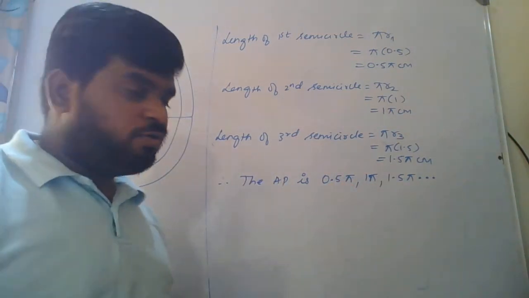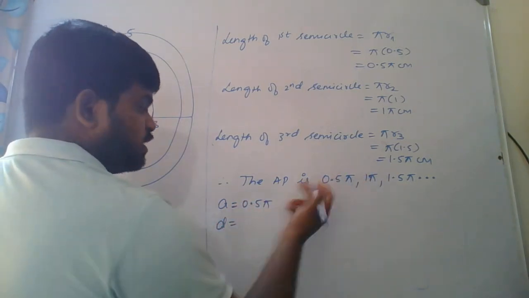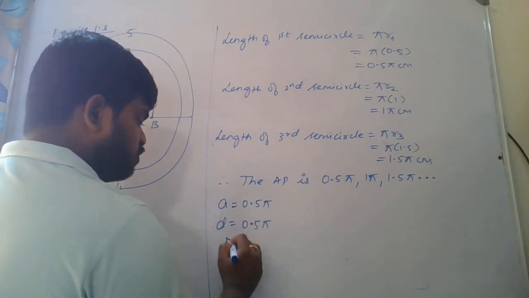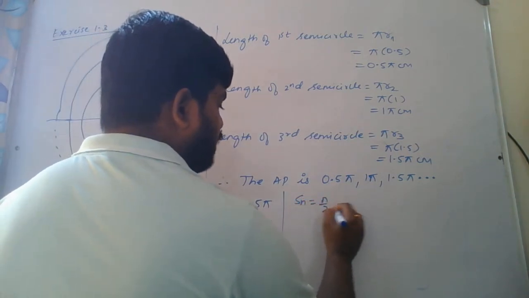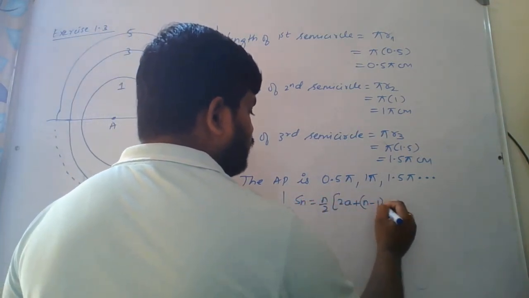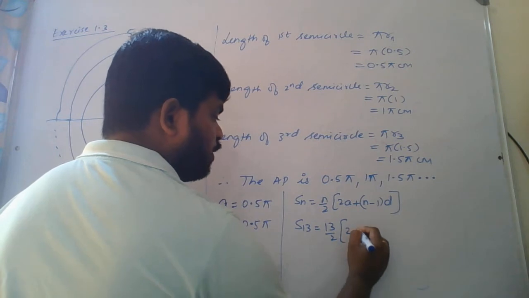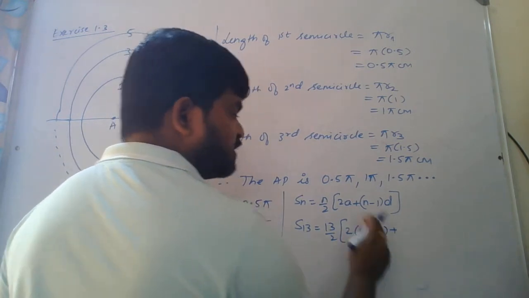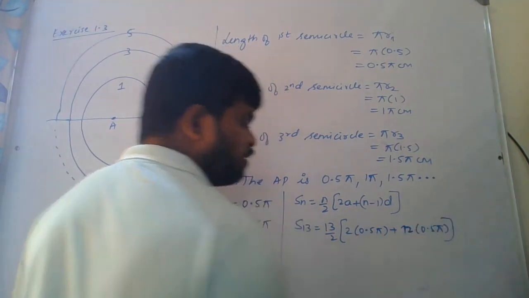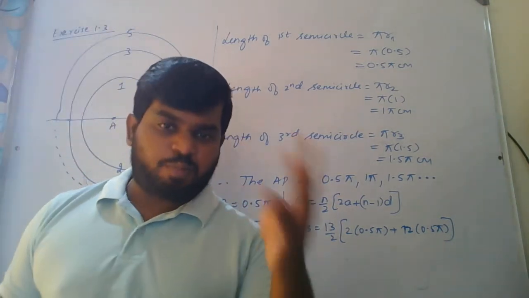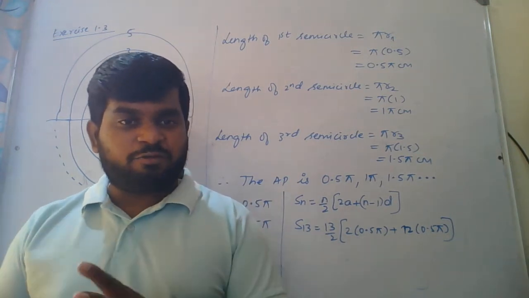Since we have got an AP, we know we can do it easily. So the A value is 0.5 pi. The D value is 1 minus 0.5, which is also 0.5 pi. The N value is 13 because totally there are 13 semicircles. Okay, let's use the formula: Sn is n by 2 into 2a plus n minus 1 into d. So n value is 13, so 13 by 2. 2 into a is 0.5 pi, plus n minus 1, that is 13 minus 1, gives me 12, into 0.5 pi. Remember, whenever you multiply any number with 0.5, it becomes half. So for example, 10 into 0.5 becomes 5, 100 into 0.5 is 50.